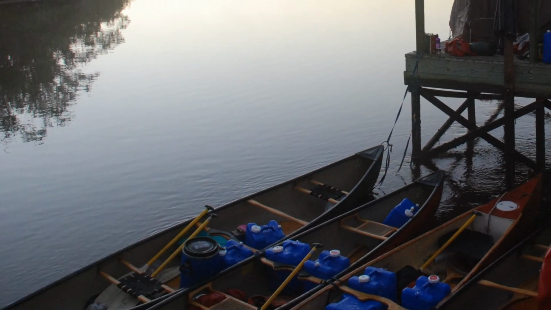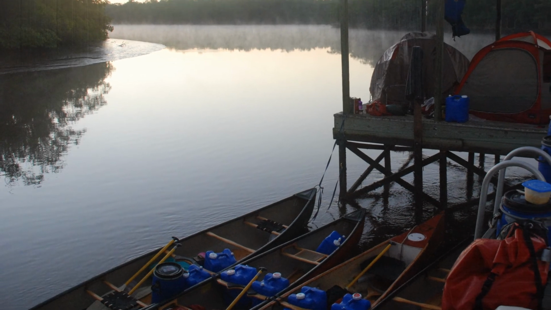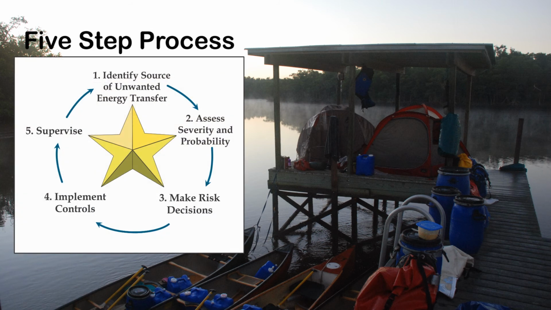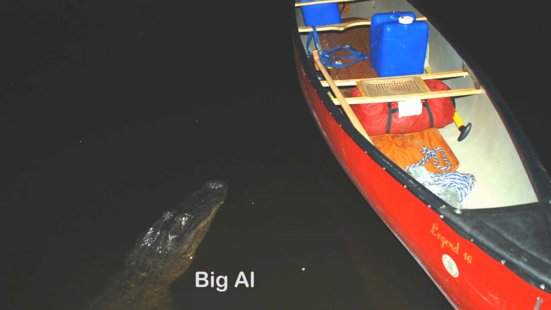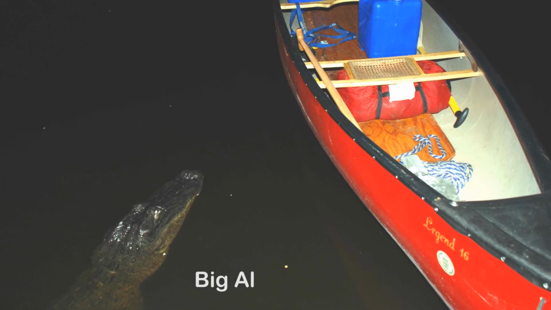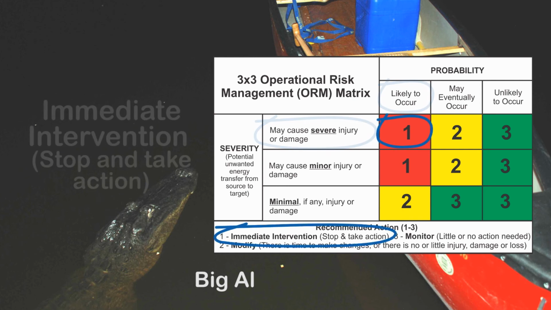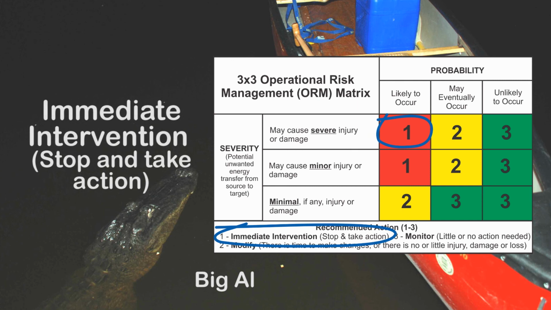The group is camping on a chickie for the night. Chickies are a 12 by 14 foot platform standing several feet above the water. The leader observes several trip members climbing down the ladder and immersing themselves in the water. It is not swimming, but it is close to it. Opportunistic alligators could be present. Using the ORM risk management assessment, the leader quickly assesses that severity is severe and the probability was likely at worst and at best could eventually occur. The instructor intervenes and stops the activity.